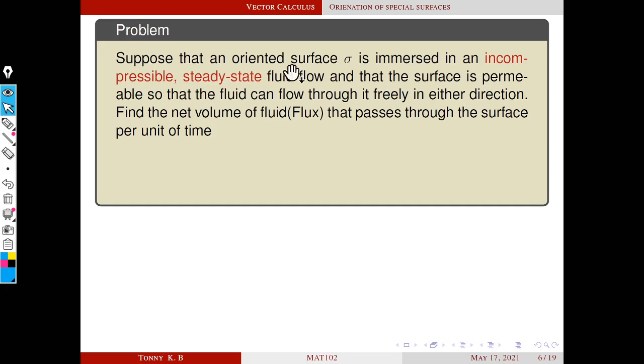Suppose that an oriented surface sigma is immersed in an incompressible steady state fluid flow. Incompressible means, for example, liquids are incompressible but gases are compressible. Okay, so incompressible system and steady state. What is steady state? If flow does not depend on time, then such a state is called steady state.